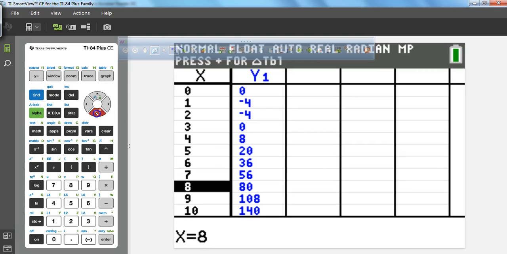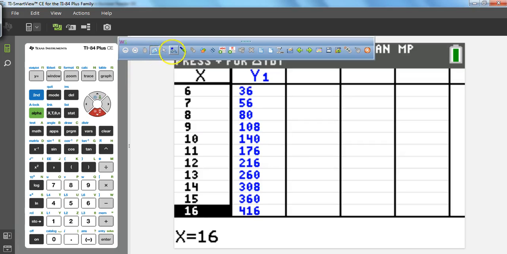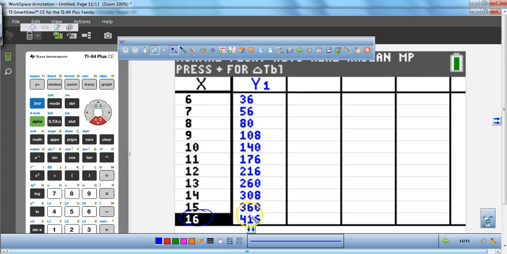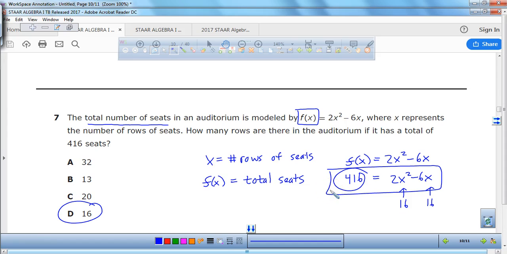It's getting bigger, bigger, bigger, and getting close. I think we found it. Look at that. When x is 16, it's 416. Now what does that mean? That means when you plug in a 16 here and a 16 here, you get to the value 416.